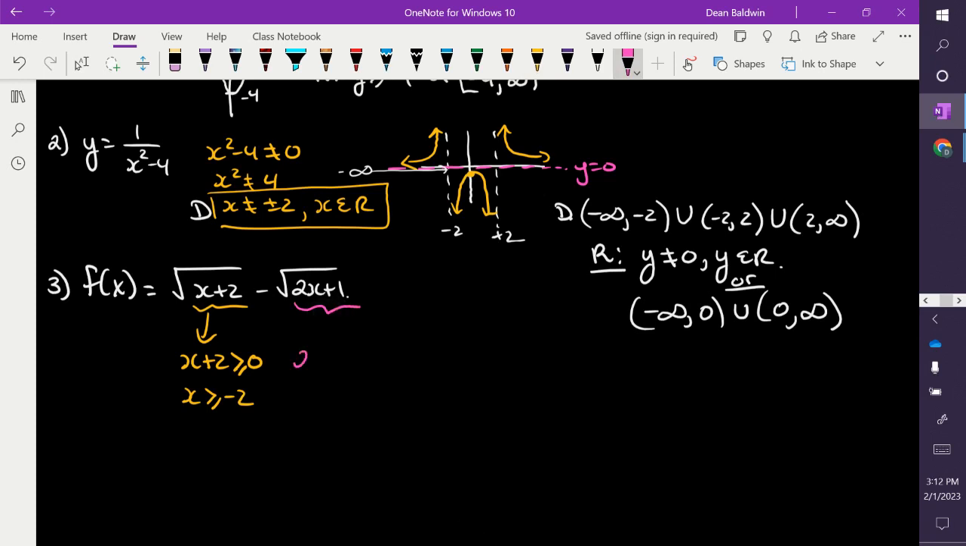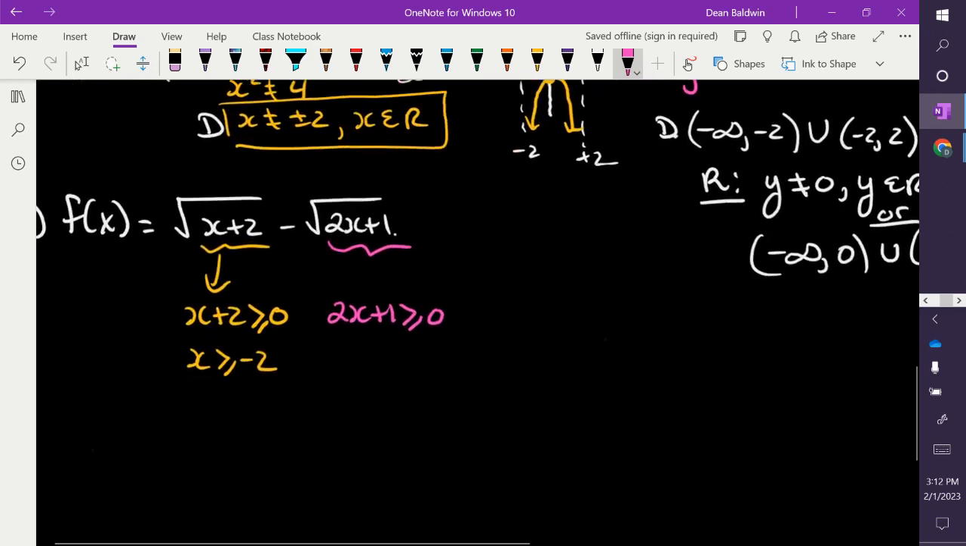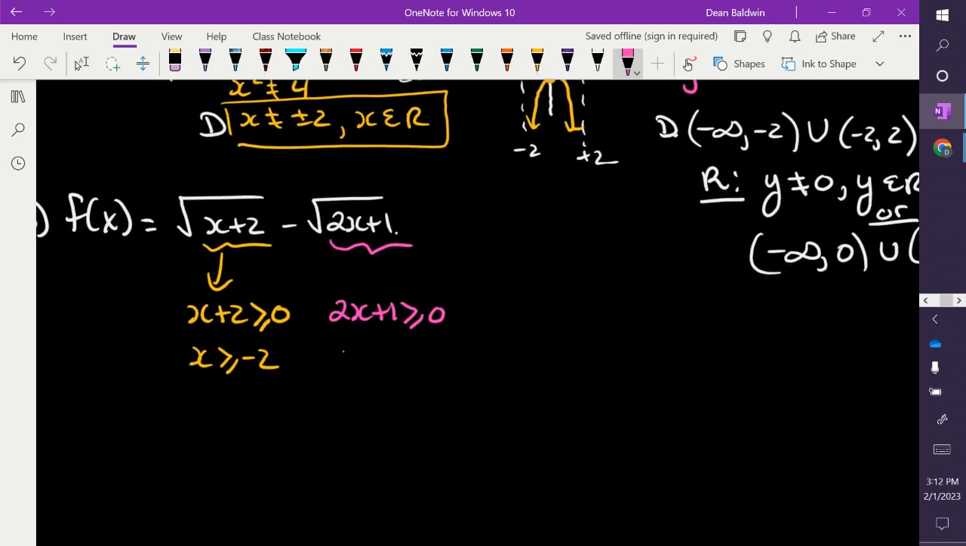And I take what's in there and I go, okay, 2x plus 1 must be bigger than 0. So I move the 1 over. It's greater than negative 1. Divide by the 2. X is greater than negative a half. So you have two restrictions now. I want just one. One domain that will give me all the possible answers.